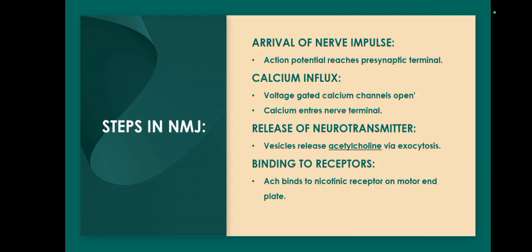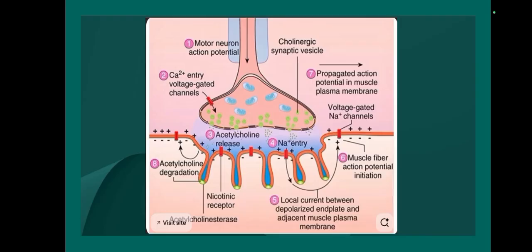Now, let's talk about steps in neuromuscular junction. Step 1 is the arrival of nerve impulse. In this step, the action potential reaches the nerve terminal. See here in the diagram, this downward arrow indicates the arrival of the nerve impulse.